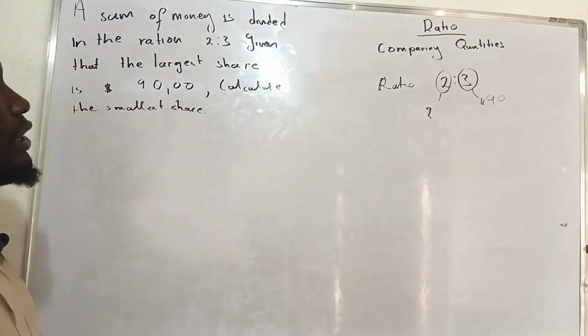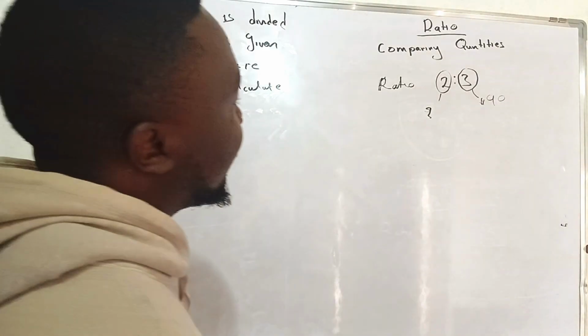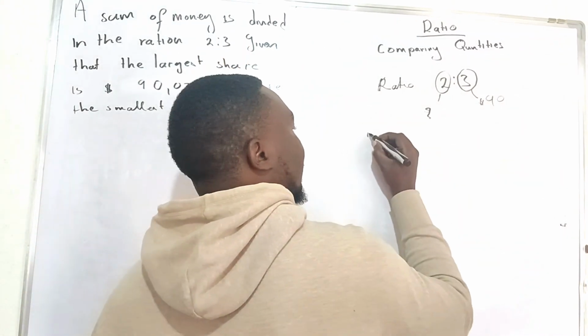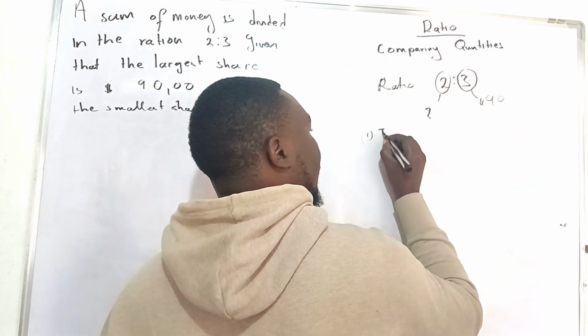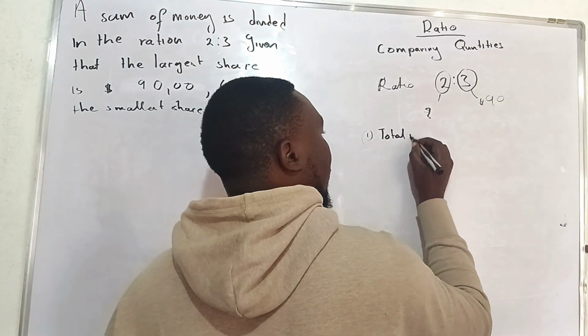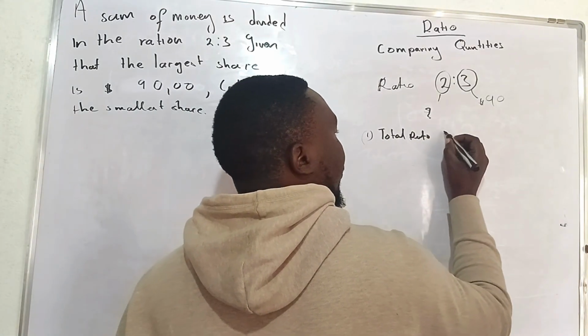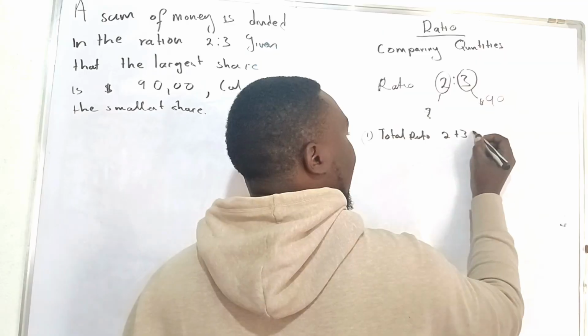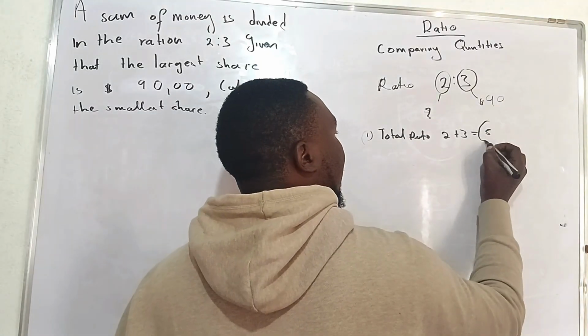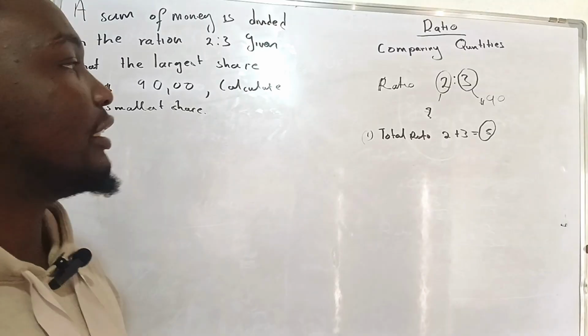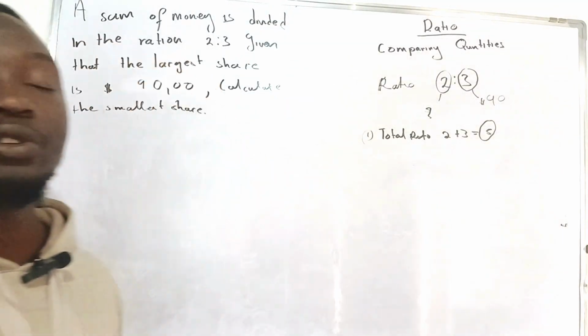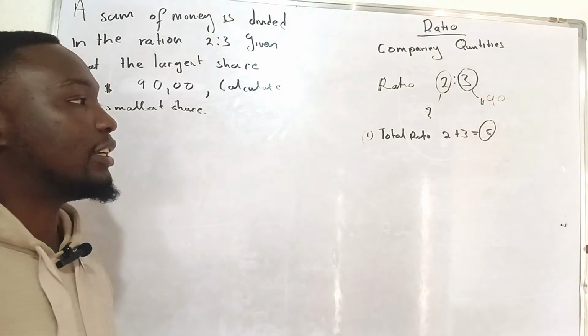Calculate the smallest share. So the first step that you're going to take is you're going to find the total ratio. You're going to add 2 plus 3. You're going to get 5. The total ratio represents the total money shared. It represents the total amount of money that was shared.